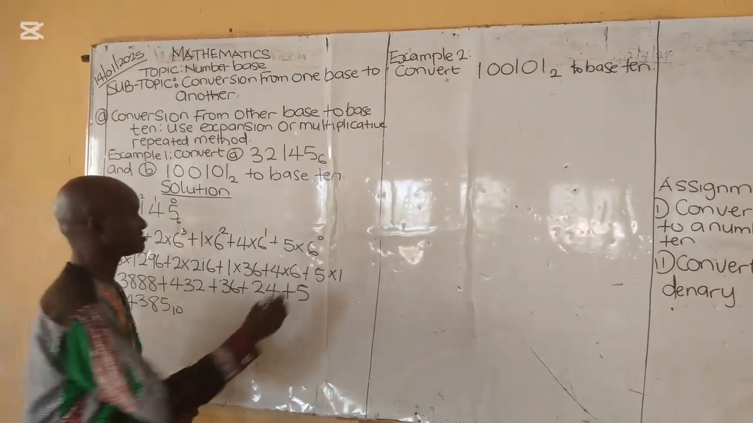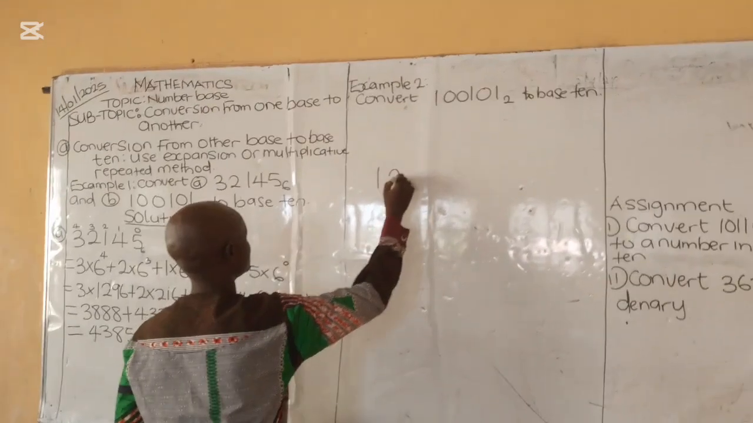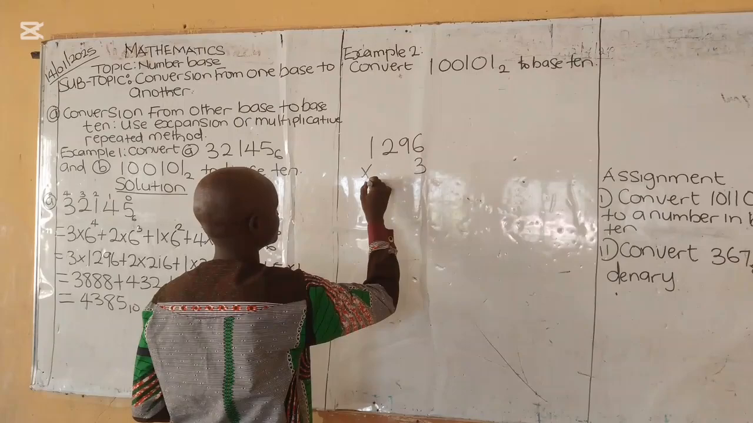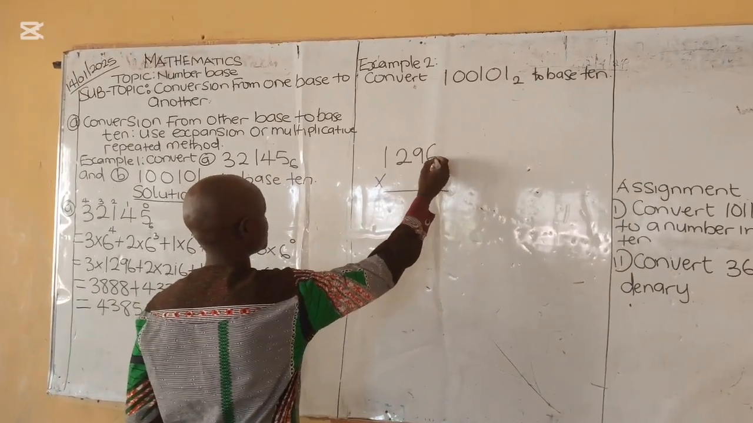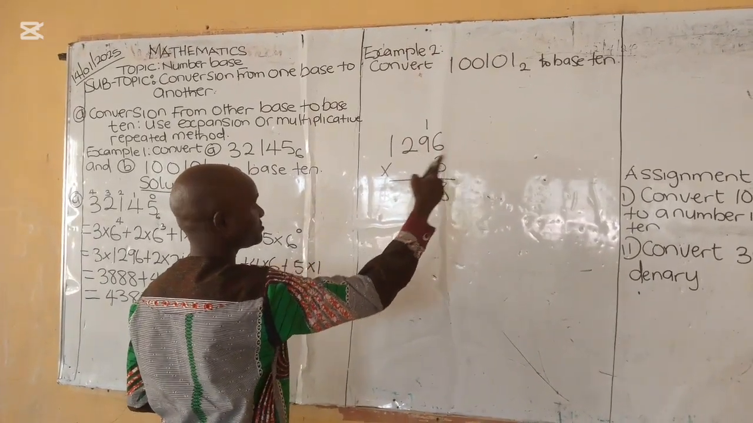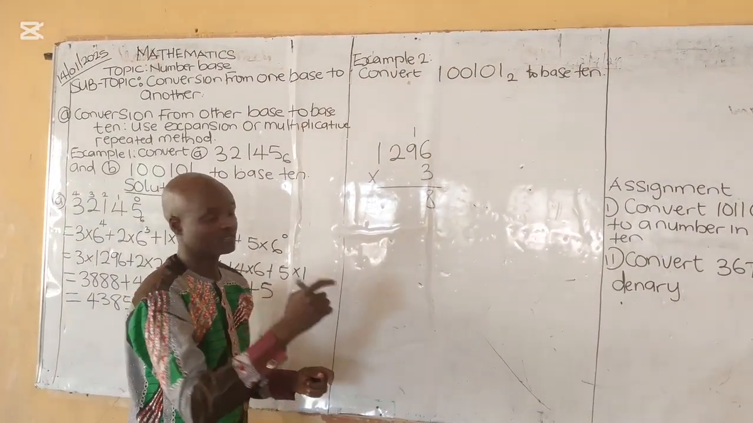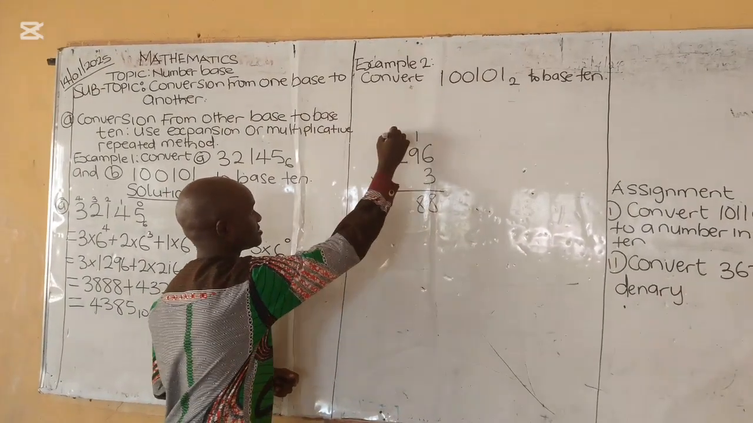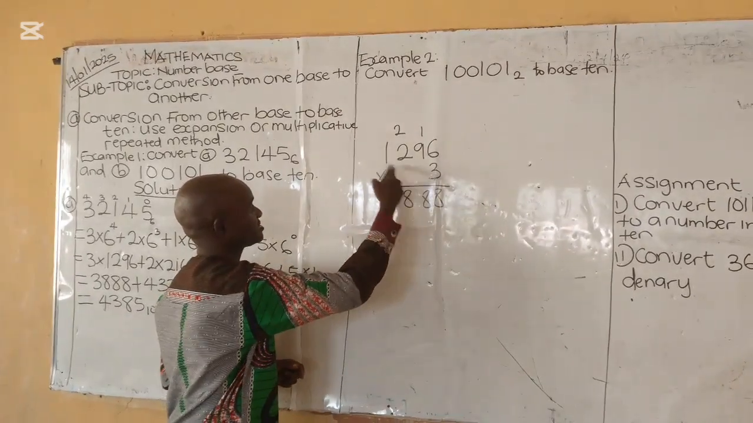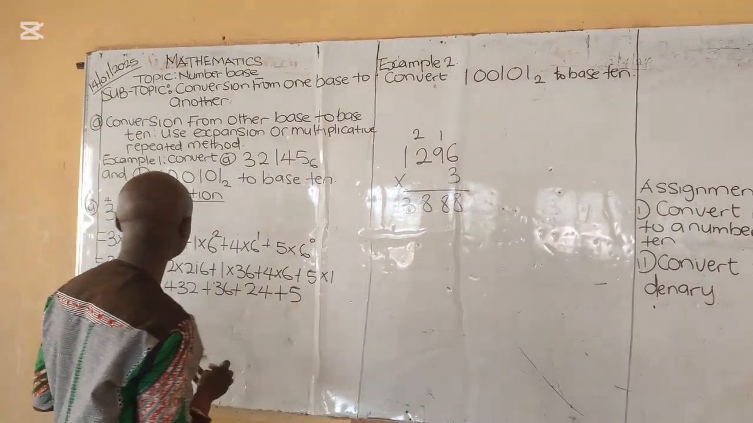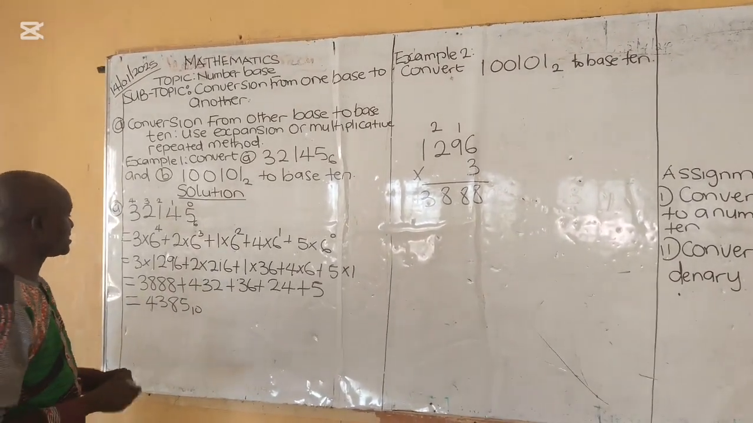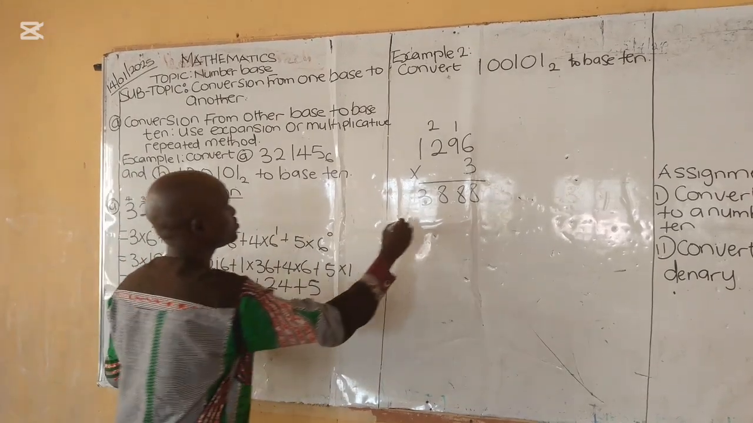Let's go manually. We have 1296 times 3, and that will give us 3 times 6 is 18. Write down 8, carry 1. 3 times 9 is 27 plus 1, and that will give you 28. Write down 8, carry 2. 3 times 2 is 6 plus 2 is 8. 3 times 1 is 3. And that is how we arrive at 3,888.